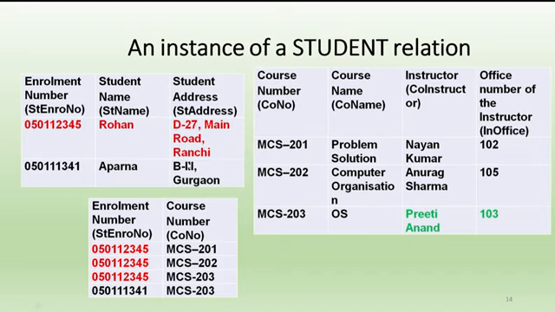Now look into one particular thing. If I want to produce the original data, I'll be joining this table with this table and this table with this table. These two tables will be joined on enrollment number. These two tables will be joined on the course code. So what you will get? 001, Rohan, the address, then MCS 201, problem solution, Nayan Kumar 102, which was the original tuple.